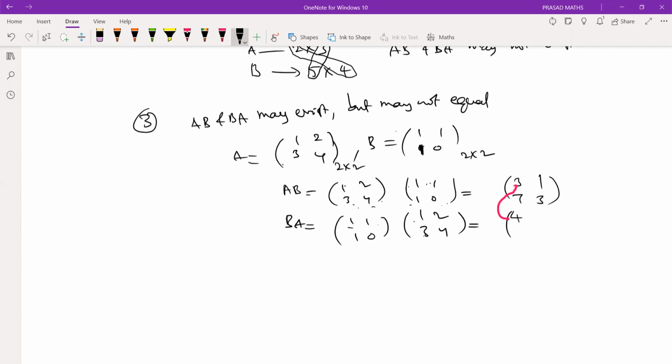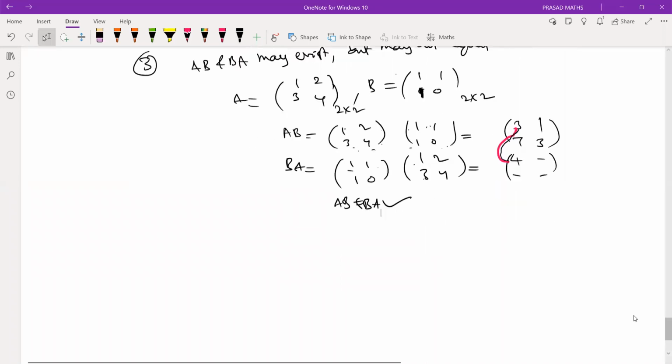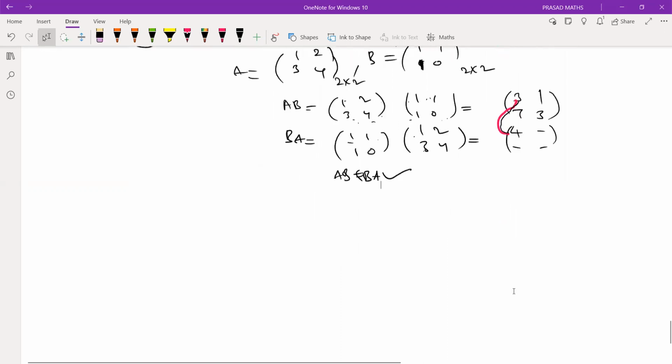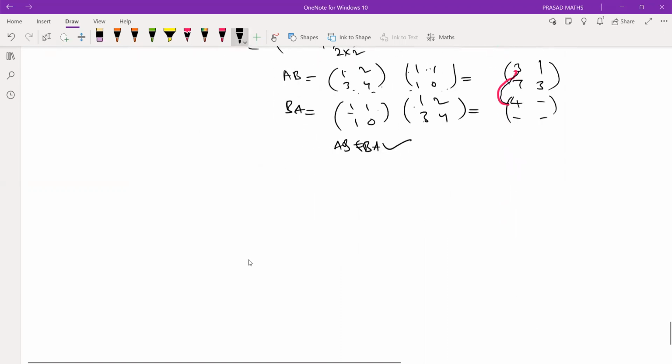So there is no need to compute all these things. The first entry, the 1,1 entry of both matrices AB and BA, are not equal. Hence AB is not equal to BA. So that means AB and BA may exist, but they may not be equal. Is it clear? So what is the property? Matrix multiplication may not be commutative.